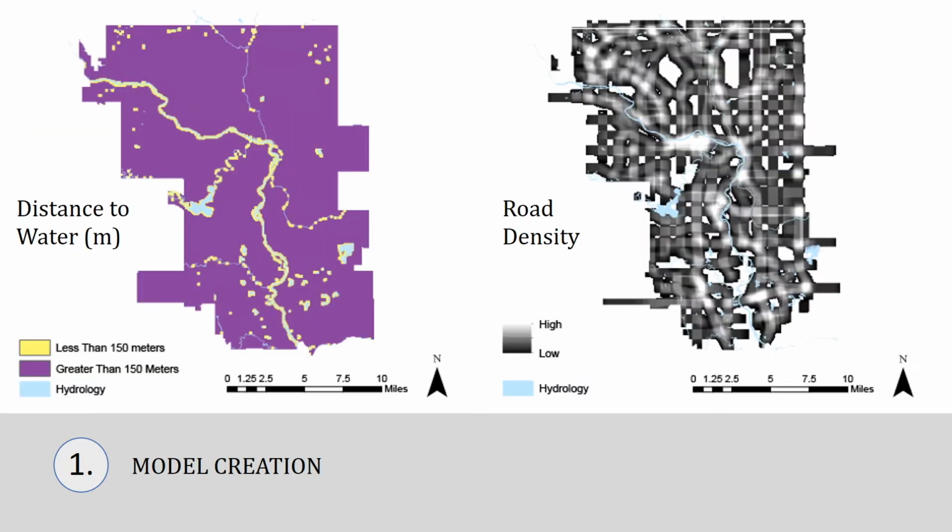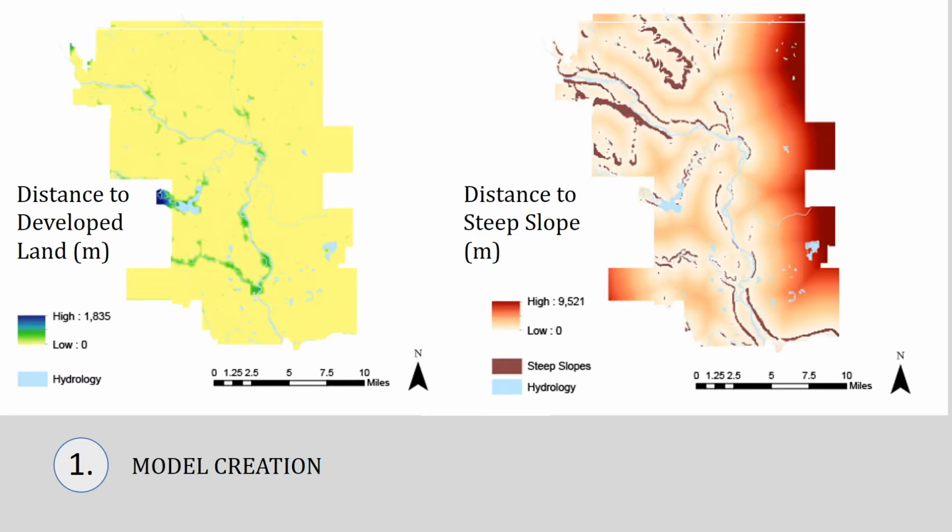First, we examined 10 spatial variables that may have had an effect on flood inundation. By analyzing each variable's significance with respect to inundation and employing the backward and forward selection techniques, we arrived at a final model with 6 variables. These included within 150 meters of water, road density, distance to developed land, distance to steep slopes.